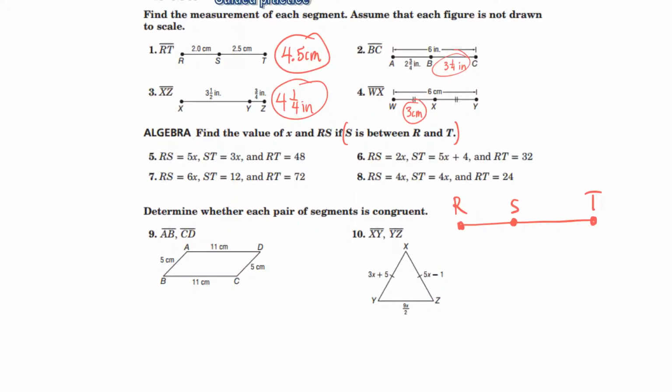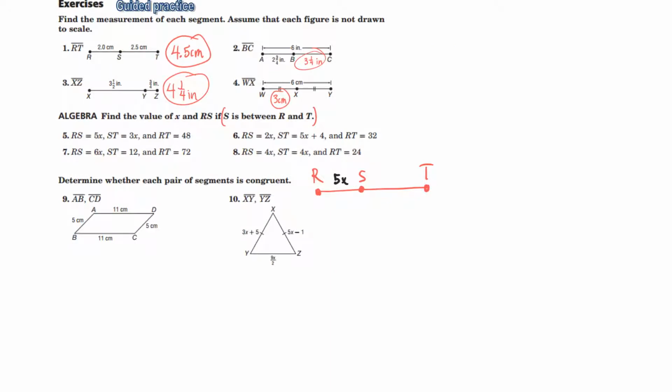All right, so now let's think about number 5 here. It says that RS, from R to S, is how long? 5x. So that's going to go right here between the R and S. Okay, how far is it between S and T? ST is how long? It's 3x. I should have scooted the S over further this way, but we're good.